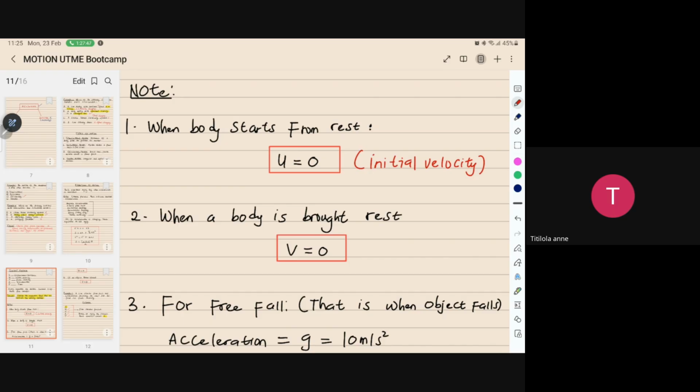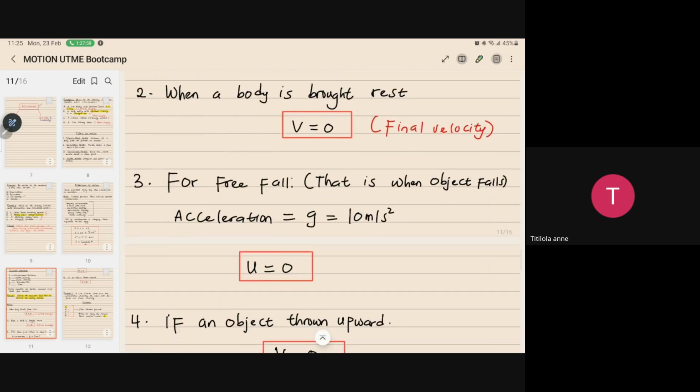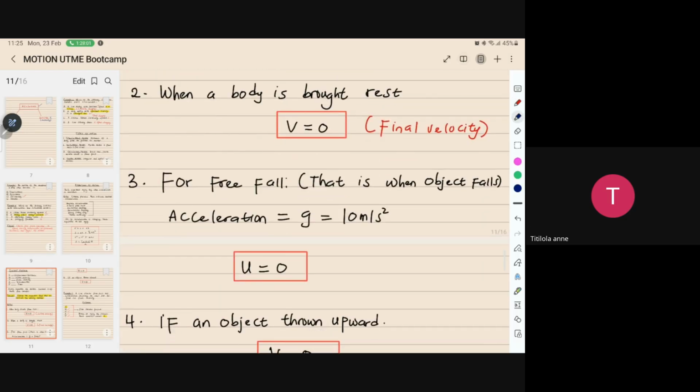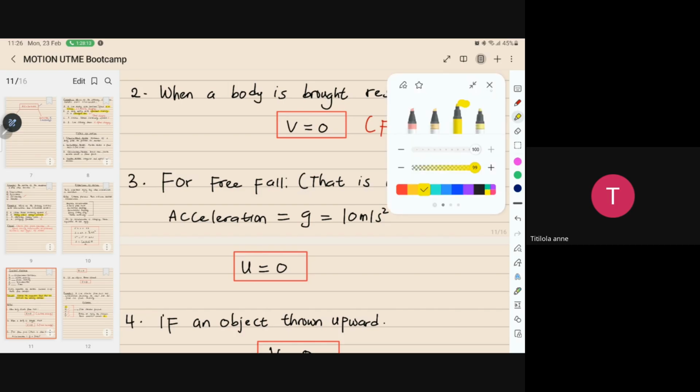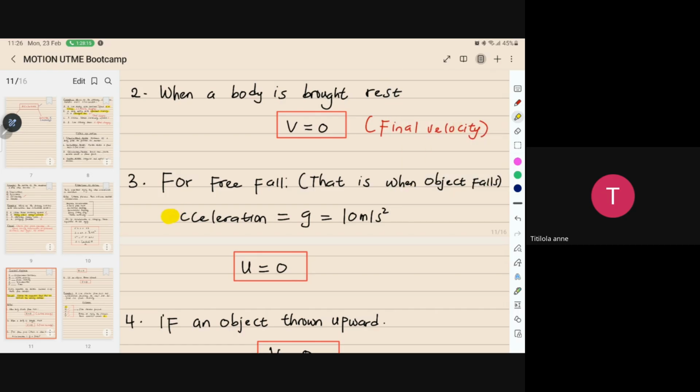This is initial velocity. Now, when a body comes to rest, it means that final velocity is 0. Take note of those things. Now, the next part, for a free fall, you are falling freely from a height or something. So that is when an object falls. The acceleration at that point is 10 meters per second squared. Even if they don't give you, just know that for a free fall, acceleration is 10 meters per second squared. These are the rules I want you to always remember.